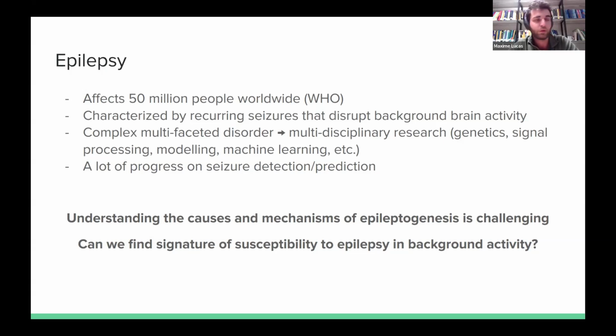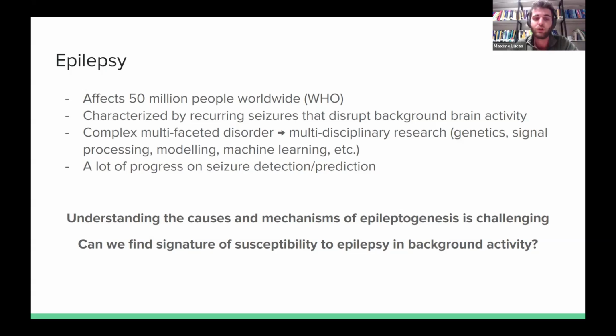Okay. And this is happening, of course, on longer timescales. And we know also from genetics that there are a lot of different causes and a lot of different types of epilepsy. There's actually a whole classification of epilepsies. And many of the causes are actually unknown.